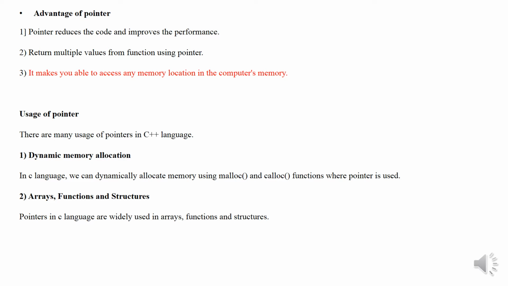Friends, there are lots of uses of pointers. Here there are two different types of uses. The first one is dynamic memory allocation. In that, two things are very important. The first one is malloc and calloc. What will be done? The malloc and calloc functions are used to dynamically allocate memory to the variable where a pointer is used.